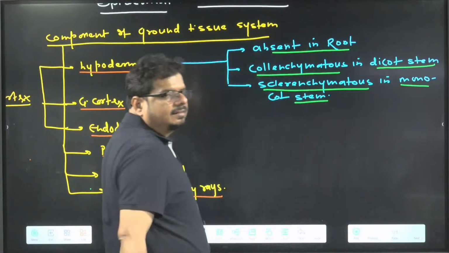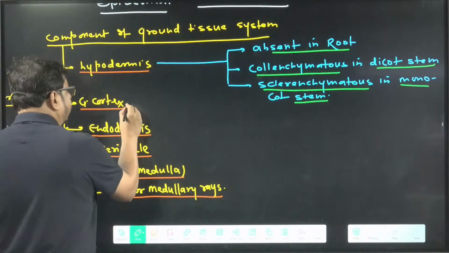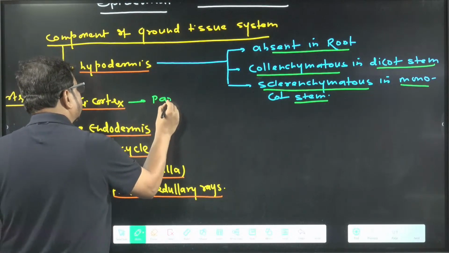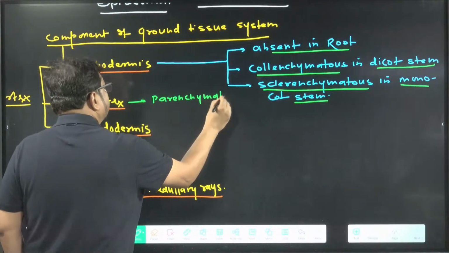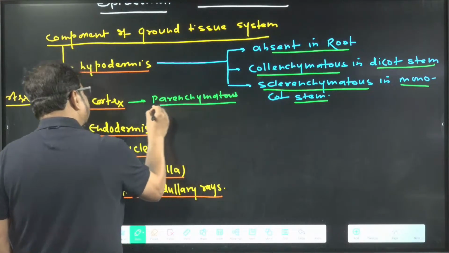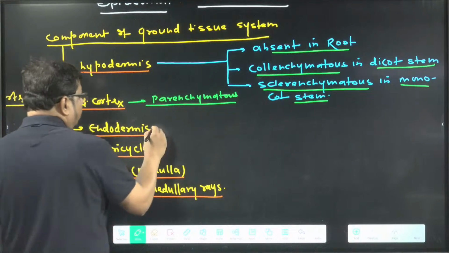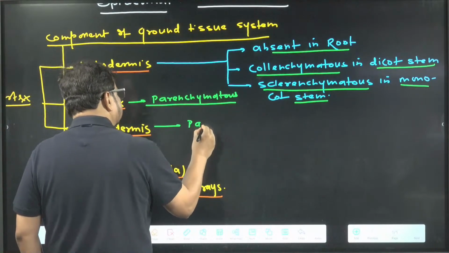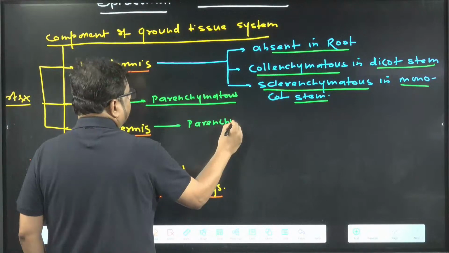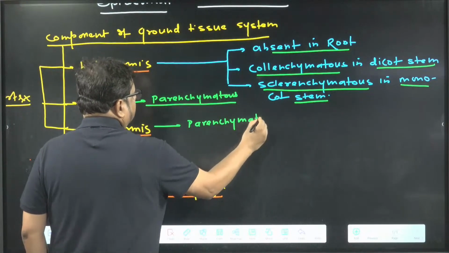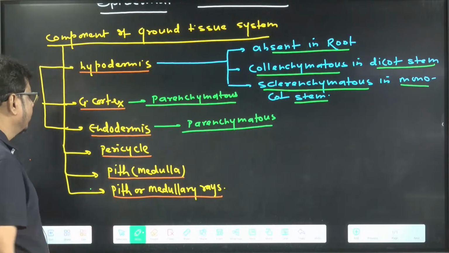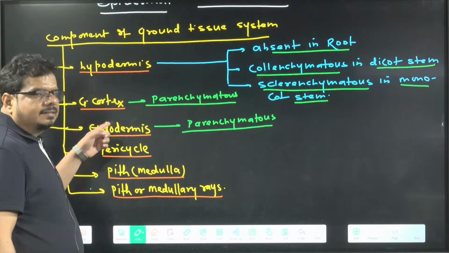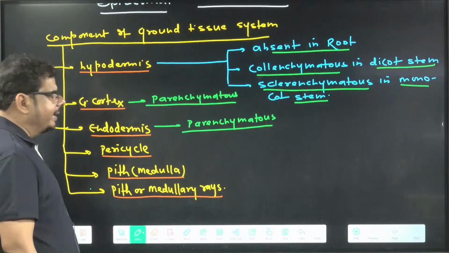Is it clear? Now, general cortex is parenchymatous. Wherever it is present, it is parenchymatous. Okay. Endodermis is also parenchymatous. So which kind of simple tissue is present in general cortex and endodermis? Clarity came or not?